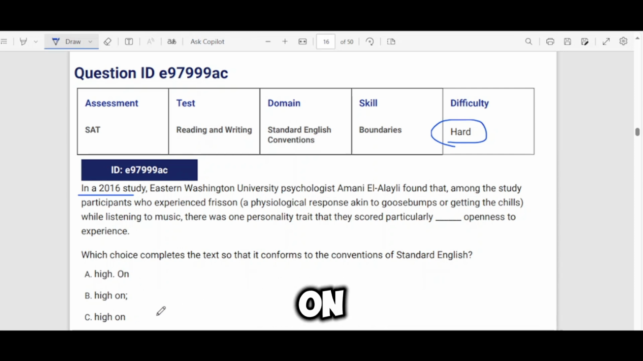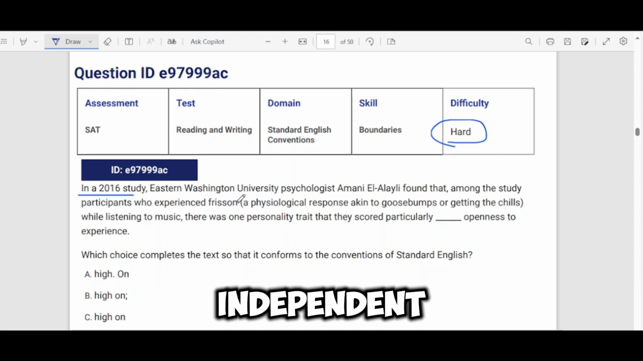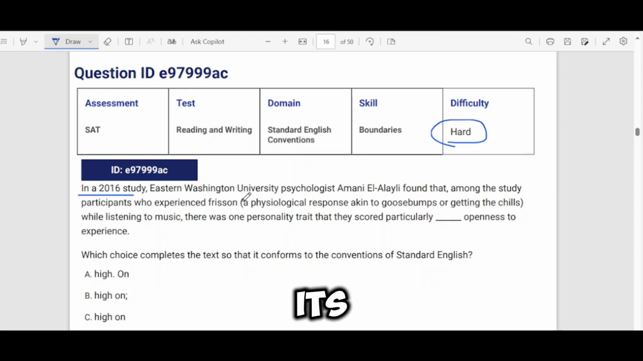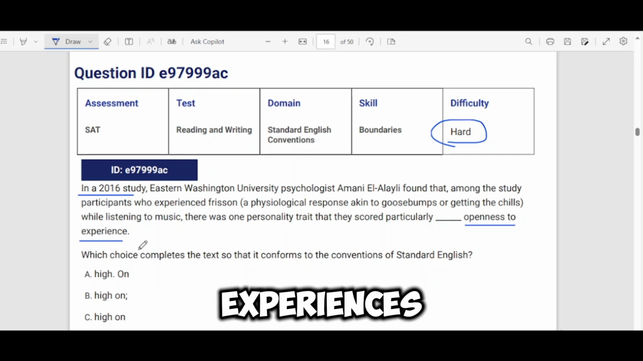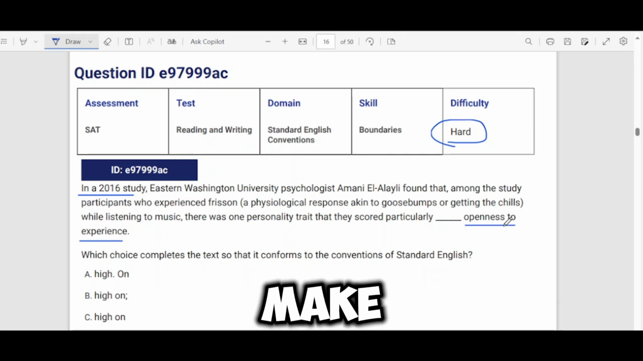Okay, high on. Now, what is this? This is an independent clause because it makes sense on its own. And if you don't get it, just read it once again quickly and you'll get it. Okay, this is easy. Don't worry. Okay, dash, opens to experience. Okay, so what is this? This is a bit tricky. Isn't it a dependent clause or an independent clause? Opens to experience. Okay, this is a dependent clause, because it doesn't make sense on its own.